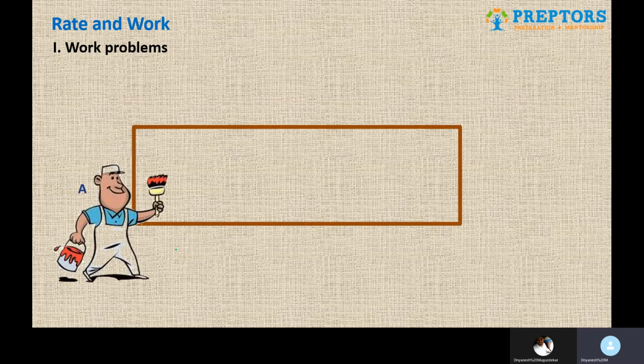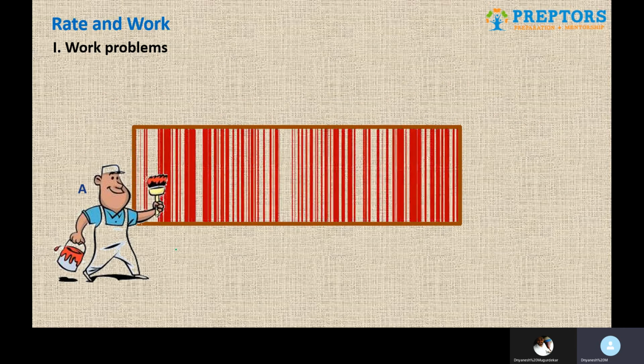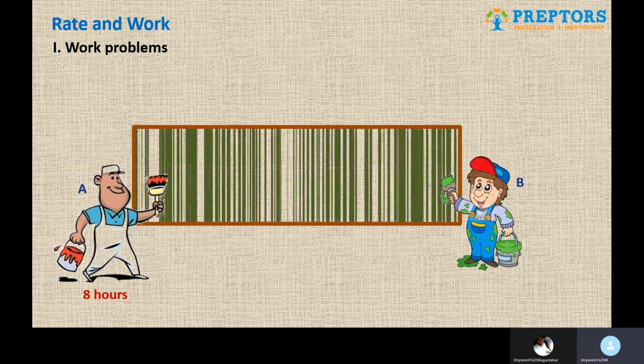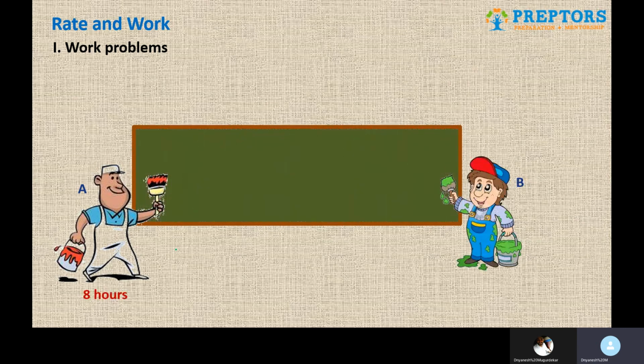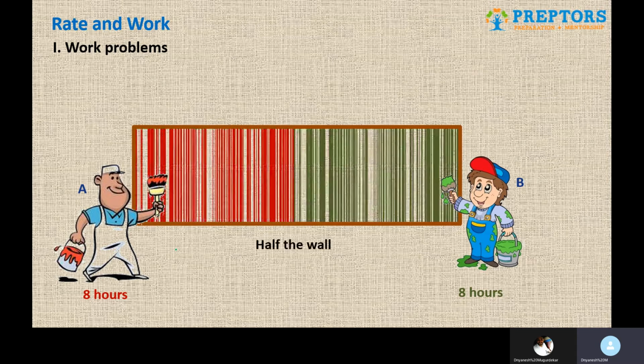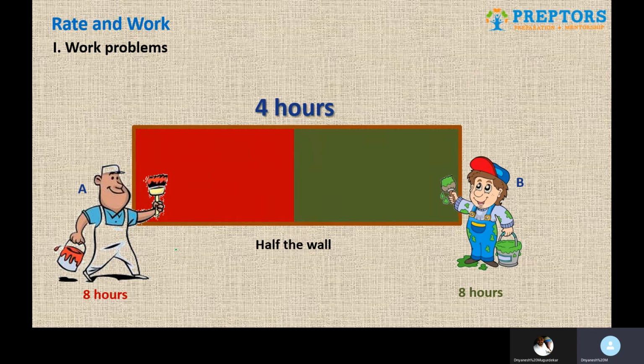A alone paints the entire wall in 8 hours. B alone also paints the entire wall in 8 hours. And if they both start working together, obviously they both can do the same job in the same time. That tells us that their efficiency is constant. If both of them start working together, obviously both will finish the respective half of the wall in 4 hours. So in 4 hours, the entire wall gets painted.